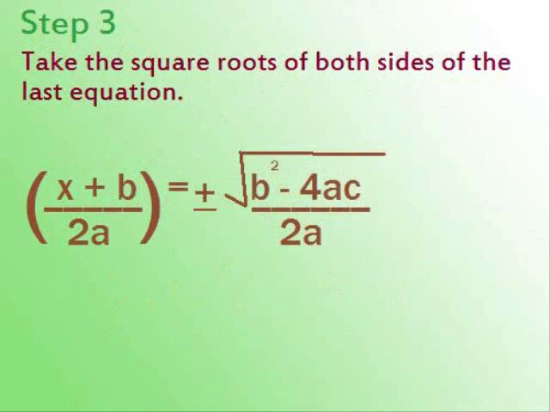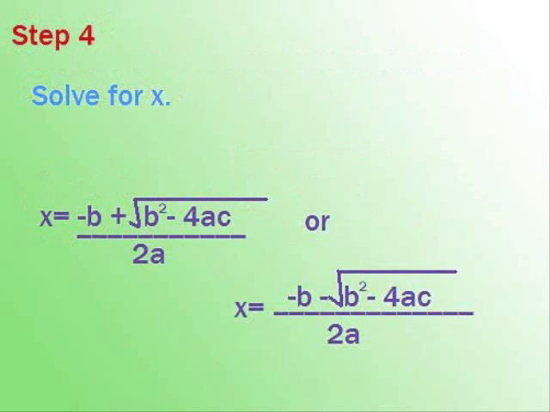Take the square roots of both sides of the last equation. x + b/2a = ±√(b² - 4ac)/2a. Step 4, solve for x.